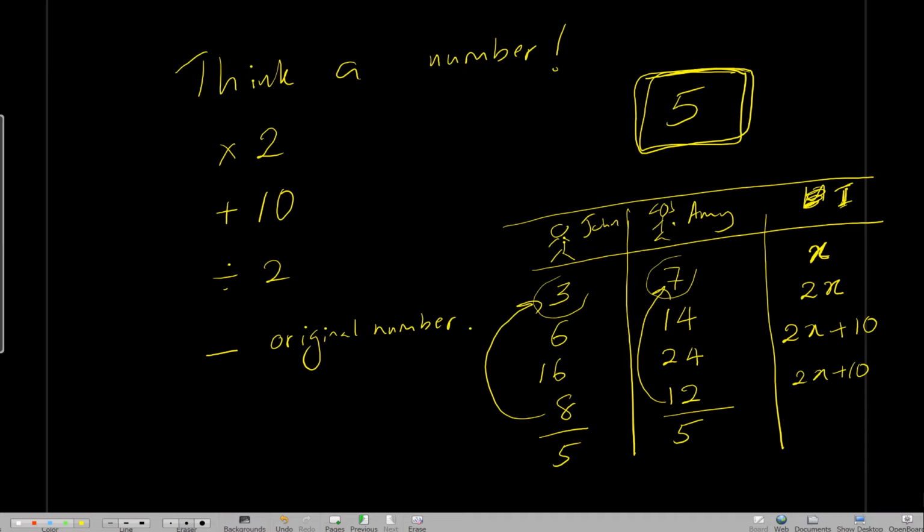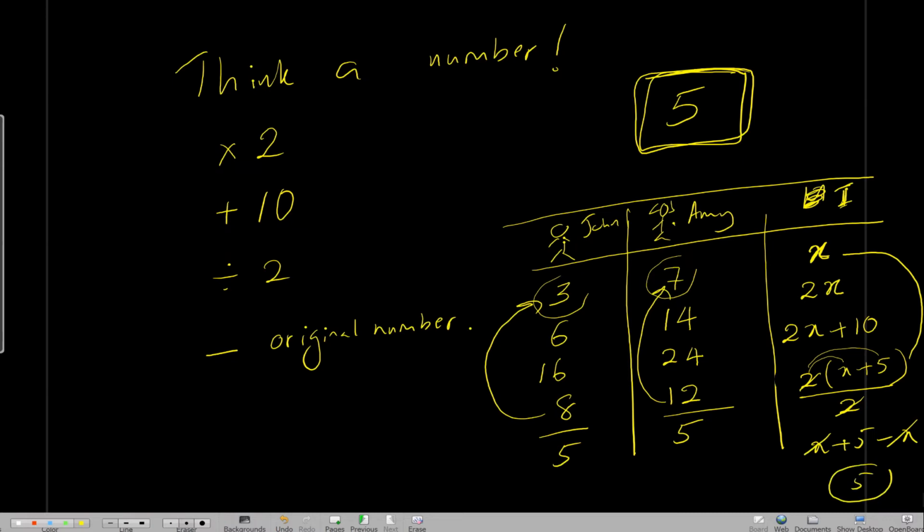see 2x plus 10, actually I can take 2 as a common factor. I can take 2 out, then I get this, right? So see, 2 into x, 2x, 2 into 5, 10. When I divide this by 2, these 2 will cancel. What I will have is x plus 5. The final step, you have to subtract. So x plus 5 minus x, the x will cancel. The answer is 5. See, this nice little mathematical trick can be explained using the concept of a variable. So I think that is clear.